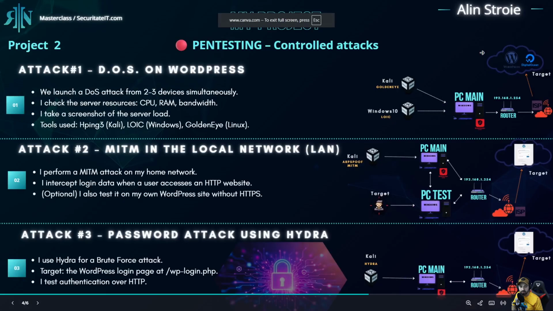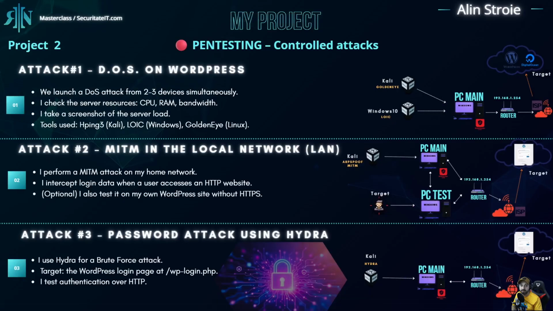Now we're gonna move to attack number 2, man in the middle. I'm gonna do this in my local network area. You can see on the right side my topology, exactly what's happening. I'm gonna run from Kali arpspoof from my main PC, targeting the PC test. I'm gonna place myself between the router and the target. Let's do it.